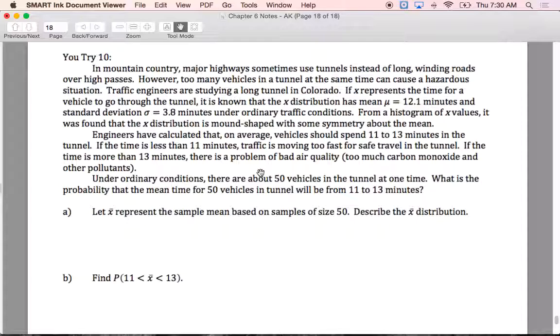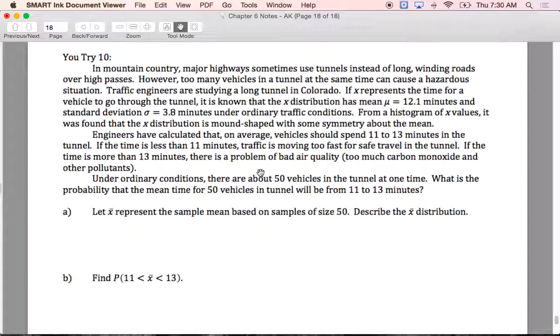Engineers have calculated that on average, vehicles should spend 11 to 13 minutes in the tunnel. If the time is less than 11, traffic is moving too fast for safe travel in the tunnel. If it's more than 13, there is a problem of bad air quality, so too much carbon monoxide and other pollutants. Under ordinary conditions, there are about 50 vehicles in the tunnel at one time. What is the probability that the mean time for 50 vehicles in the tunnel will be from 11 to 13 minutes? So first off, it says, let X bar represent the sample mean based on samples of size 50.